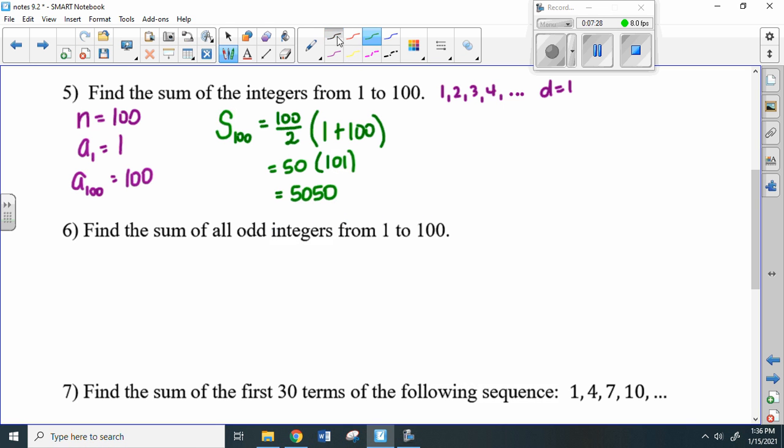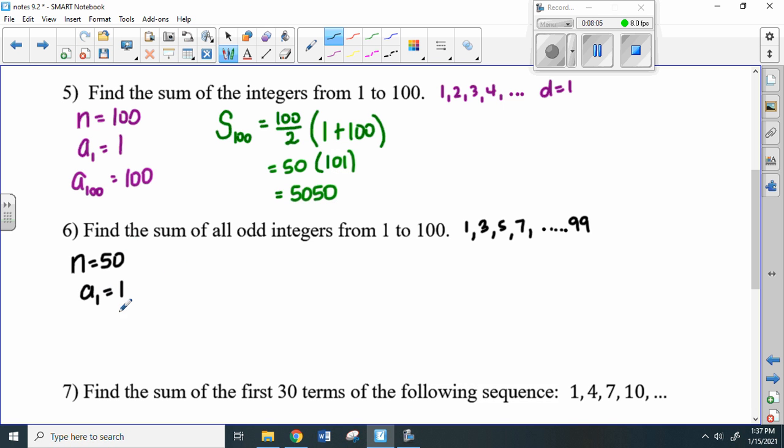So let's think about what my sequence would look like. Odd numbers start at 1, but then they go 3, 5, 7. And since I'm going all the way to 100, but I want the odds, I would actually stop at 99. Because I'm only doing the odds and not all of the integers, I have to think, how many do I have? If I do them all, I have 100. If I do the odd ones, I only have half that many. I only have 50.